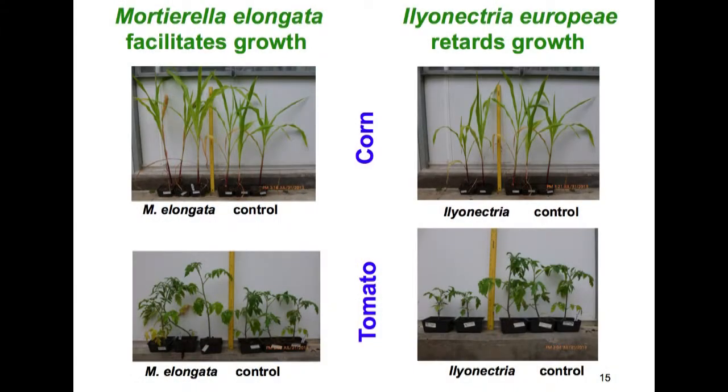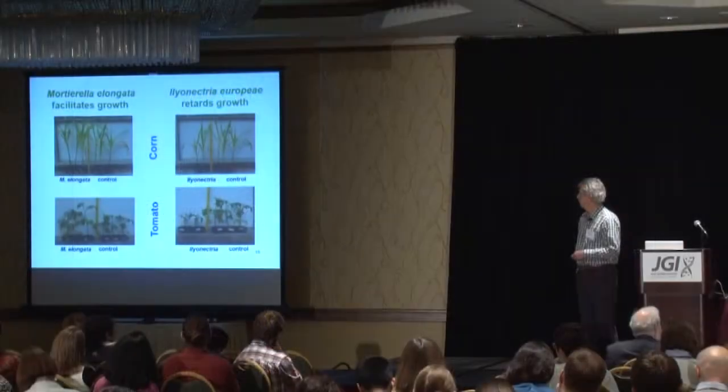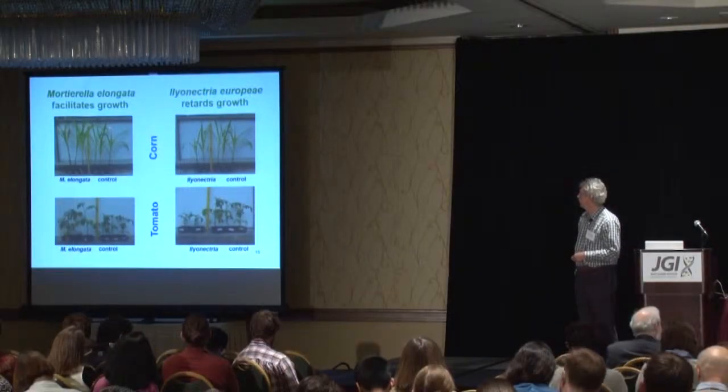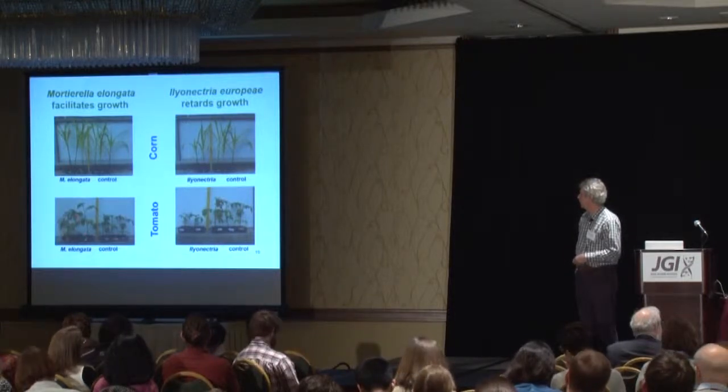This is just another example. So Mortierella, one of the common soil fungi that we've isolated from plant roots, not only stimulates growth in Populus, but also in a variety of other plant systems. And so here are some greenhouse studies using corn and tomato. You can see that Mortierella definitely makes plants grow faster and better.